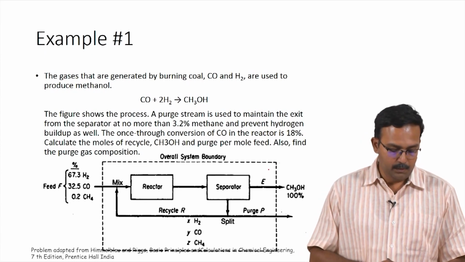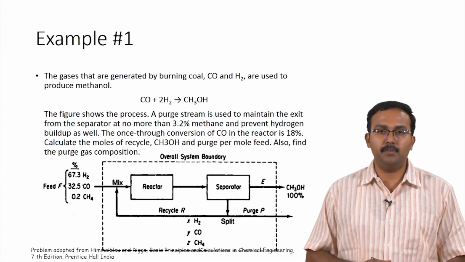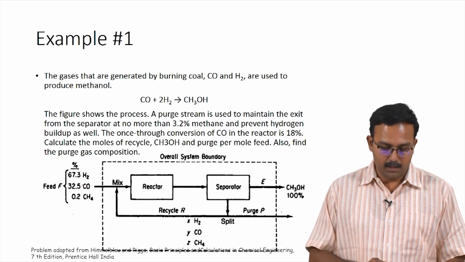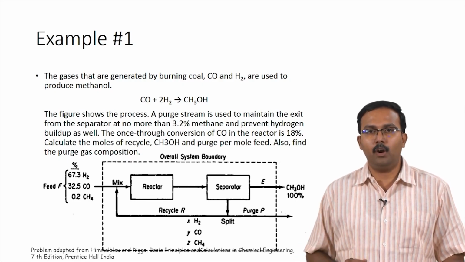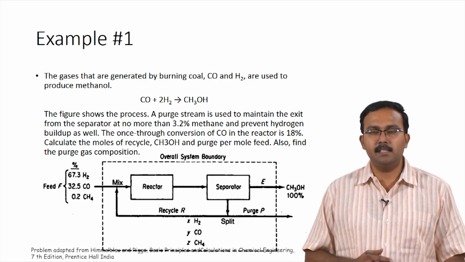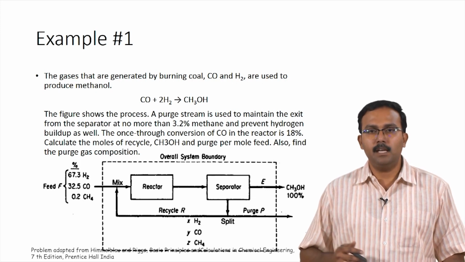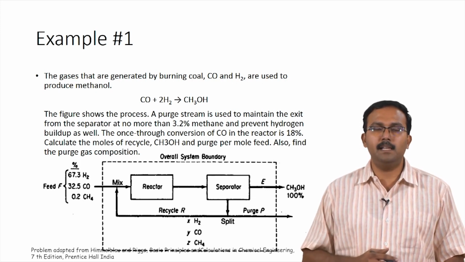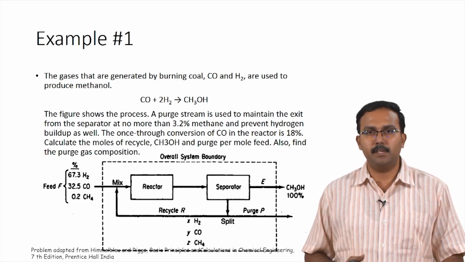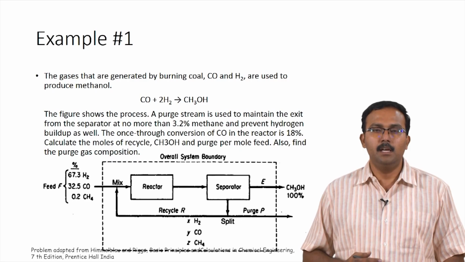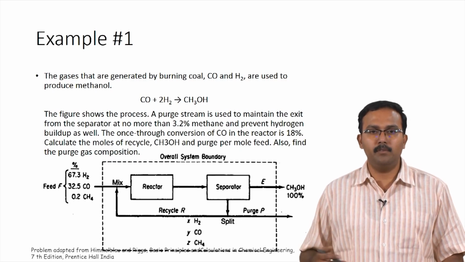So you have the feed which is given, and the composition of the feed is also given. You have a reactor and a separator. Whatever is coming out of the separator is either the methanol product, or you have a recycle stream which is then split into two components, one being the recycle and the other being purge, and the recycle is sent back to be mixed with the fresh feed. So this is what the process is. Now let us see how we can go about solving this problem.